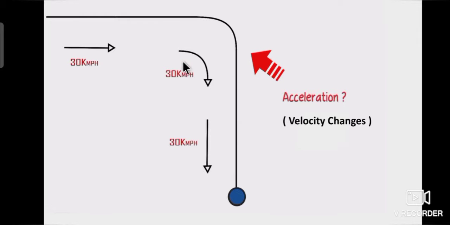Then where does acceleration come in? An object moves in a particular direction. At a certain point, the object changes direction and keeps moving. So the velocity changes.